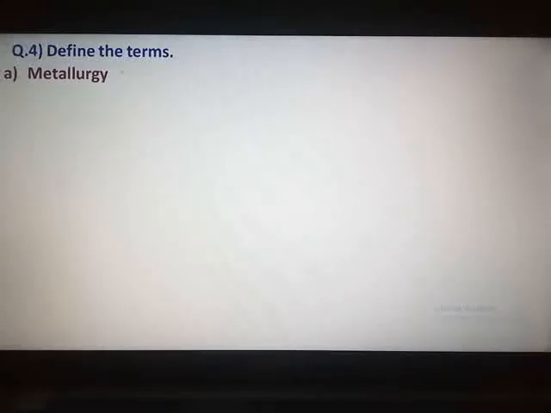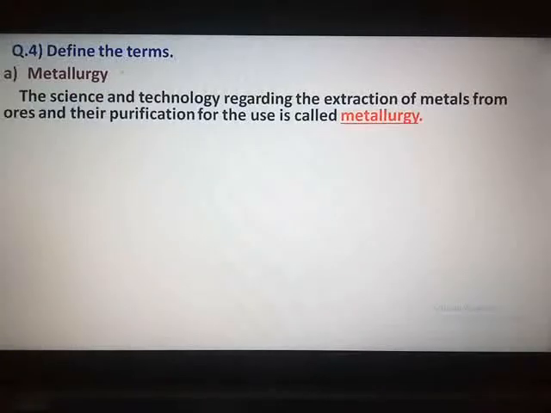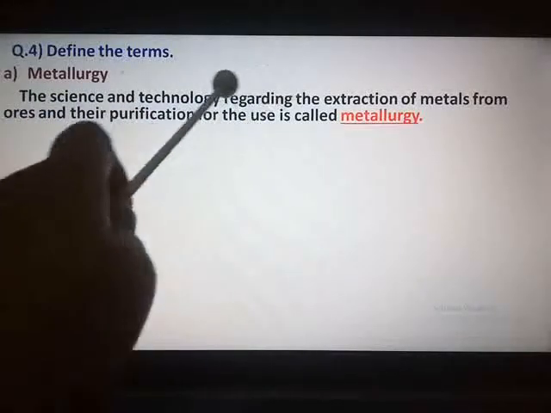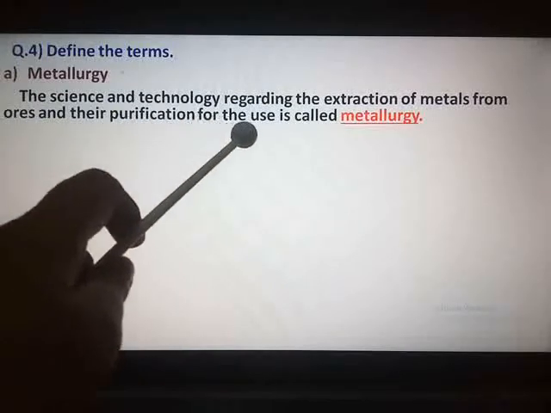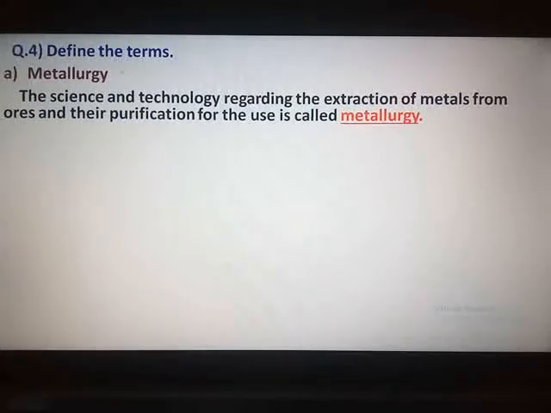The question is define the terms. You can see clearly on page number 99, second last paragraph is with the heading metallurgy. That is the answer. The science and technology regarding the extraction of metals from ores and their purification for use is called metallurgy. This can be asked as 1 mark questions or definitions in the exam.